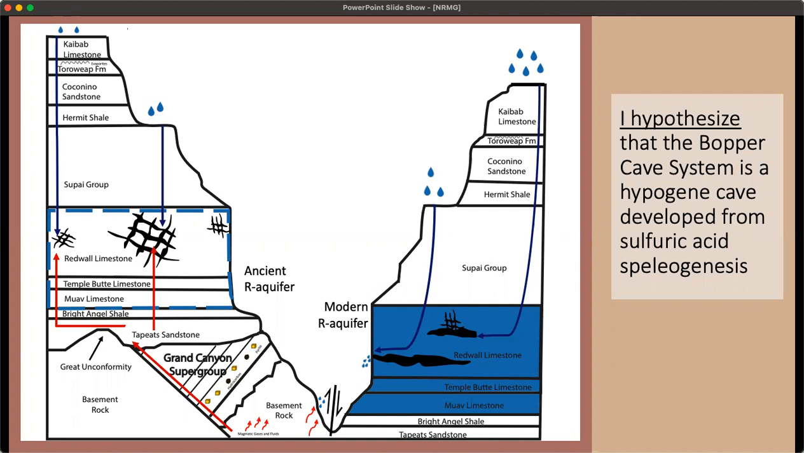Now, I hypothesize that the Bopper Cave system is a hypogene cave developed from sulfuric acid speleogenesis, where these hypogene fluids would migrate upwards through major faults and fractures before encountering that same Redwall limestone. Hypogene speleogenesis is much less studied in the Grand Canyon than epigene speleogenesis, and hypogene speleogenesis has been proposed but never proven to exist in Grand Canyon before.